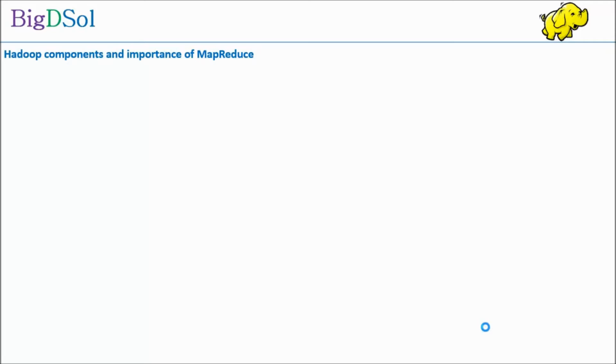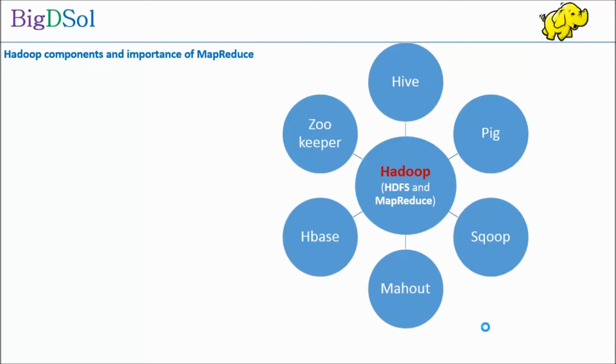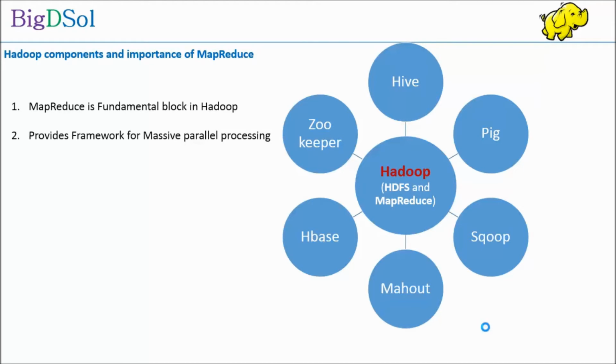MapReduce is a software framework for easily writing applications which process vast amounts of data in parallel on large clusters having thousands of nodes of commodity hardware in a reliable, fault-tolerant manner. In the Hadoop framework, HDFS and MapReduce are basic building blocks. HDFS stores the data in files, and MapReduce processes the data. It's a framework for massive parallel processing.